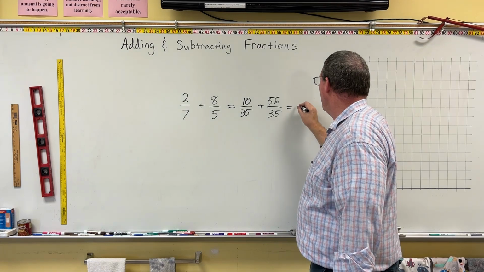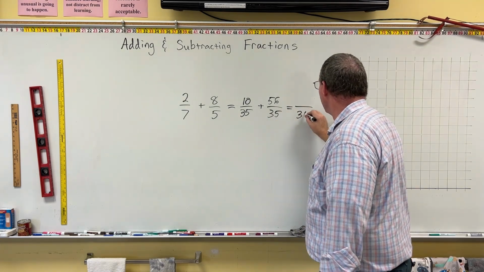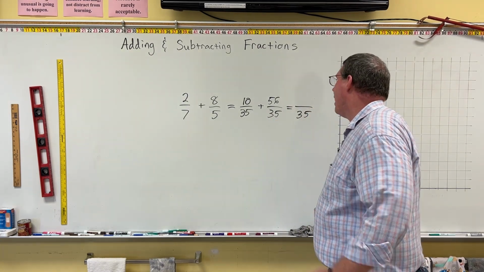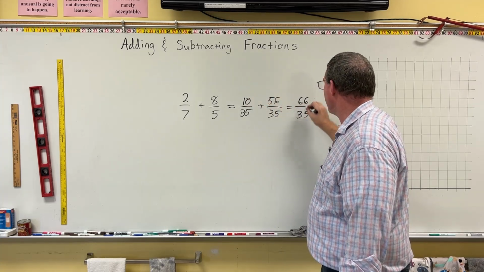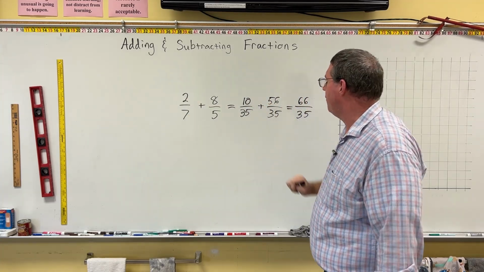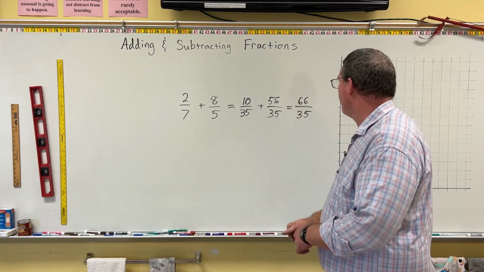And to add them, we just bring over the denominator. That 35 is going to be in the answer. And now we add the numerators. 10 plus 56 is 66. And so 2/7 plus 8/5 is equal to 66/35.